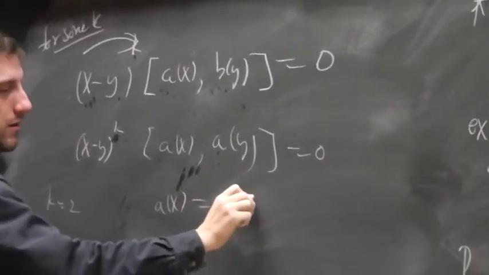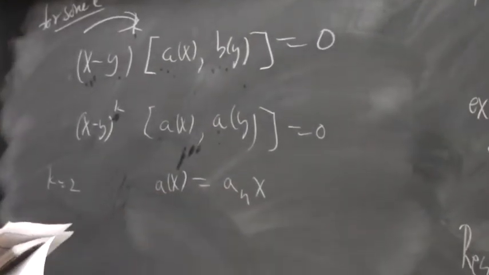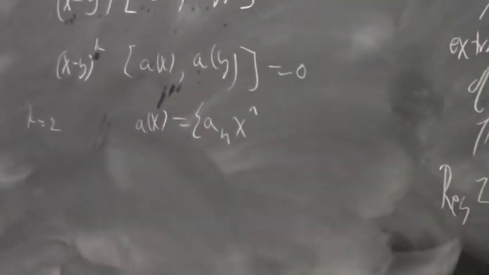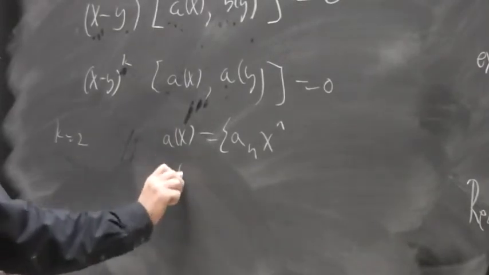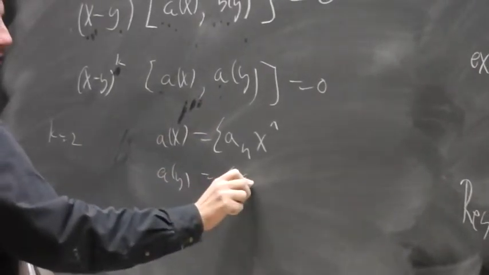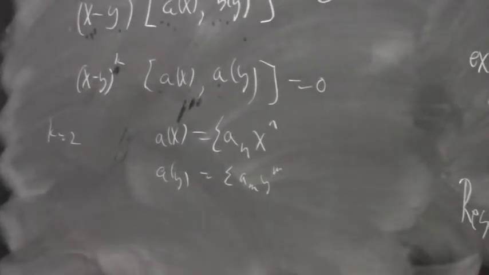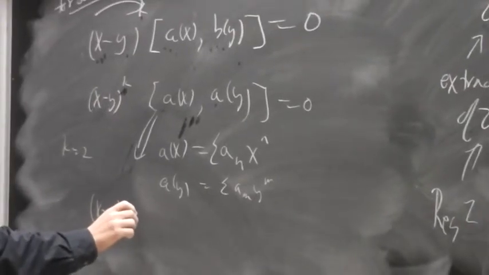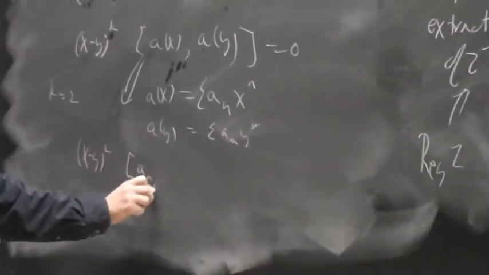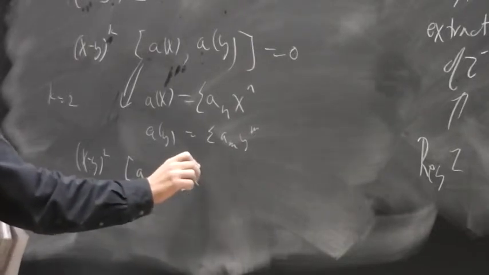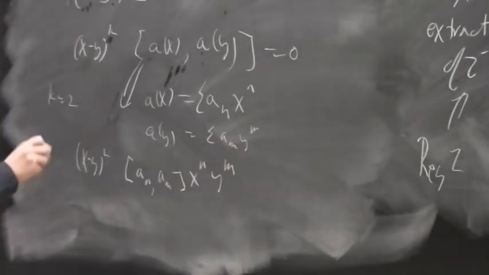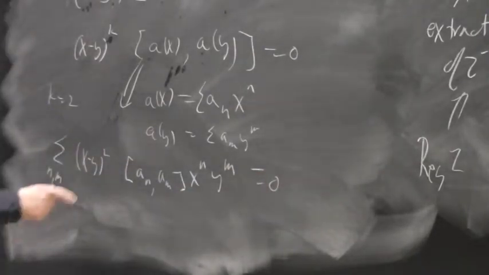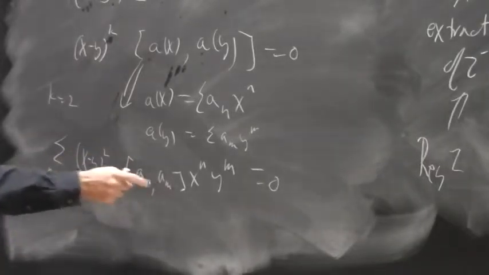Then a sub x is a sub n, x to the n, and then a sub y. Again, for k equals 2, you've got x minus y squared times the commutator of a sub n, x to the n, y to the n, summed over n. And if you work this out, you're going to get a recurrence on these guys.